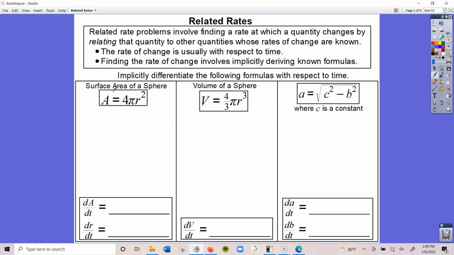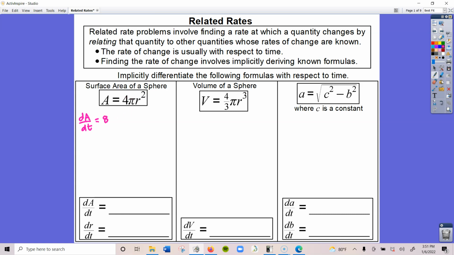For the first one, it's the surface area of a sphere, which is the equation A equals 4 pi r squared. When we take the derivative of this equation, we have two variables, A and r. So when we take the derivative of A, that is going to be dA/dt, just like how we do dy/dx when we're taking the derivative of y with respect to x. It is going to equal, now r here is my only variable, so I'm going to apply the power rule here by taking the 2 and multiplying it to the 4 pi.